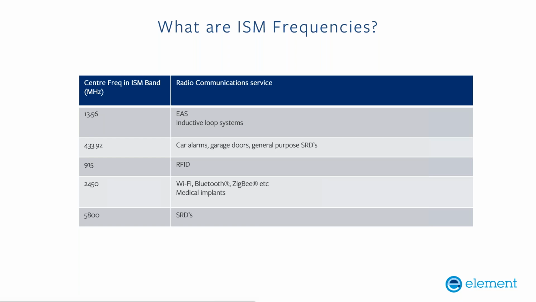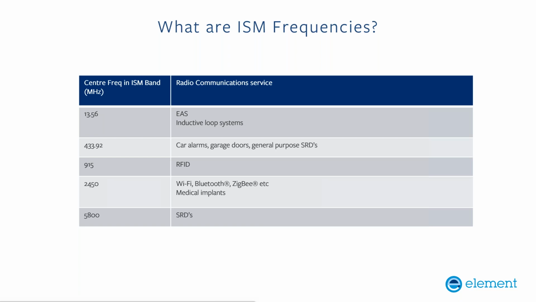433 megahertz is perhaps a little bit less so now, but historically, just a generic frequency band which is used by many different types of general purpose short range devices, SRDs. They include things like car alarms, garage door openers, maybe some radio controlled toys. There's really many use cases and applications for the 433 meg band.